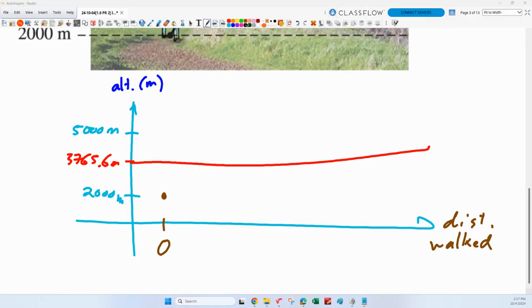That was our starting distance walked, and our altitude was 2,000. As we move along the trail, the distance walked is always increasing, isn't it? Agreed? So then there's going to be some point at the end where we've walked some distance. Let's measure this in kilometers, and let's say we walked a total of 10 kilometers and we got up to 5,000, right?